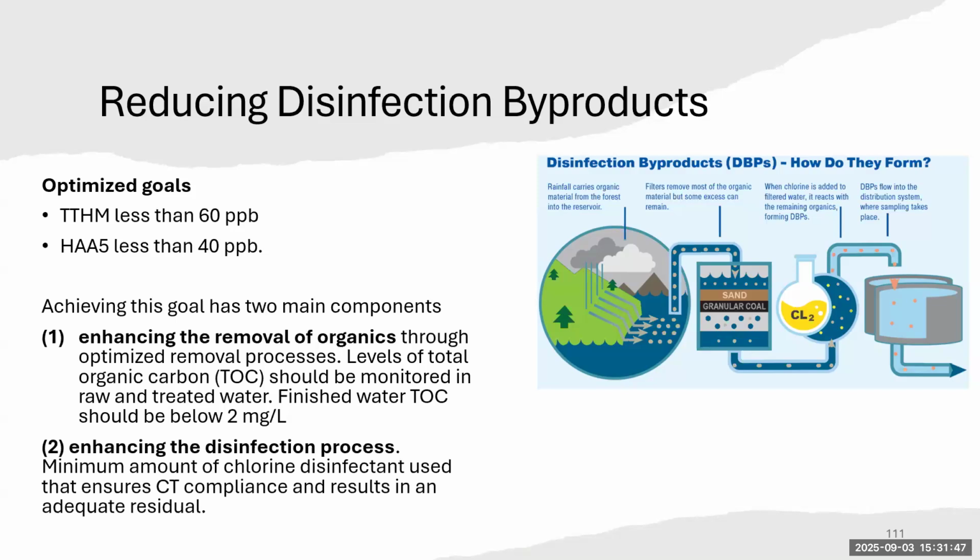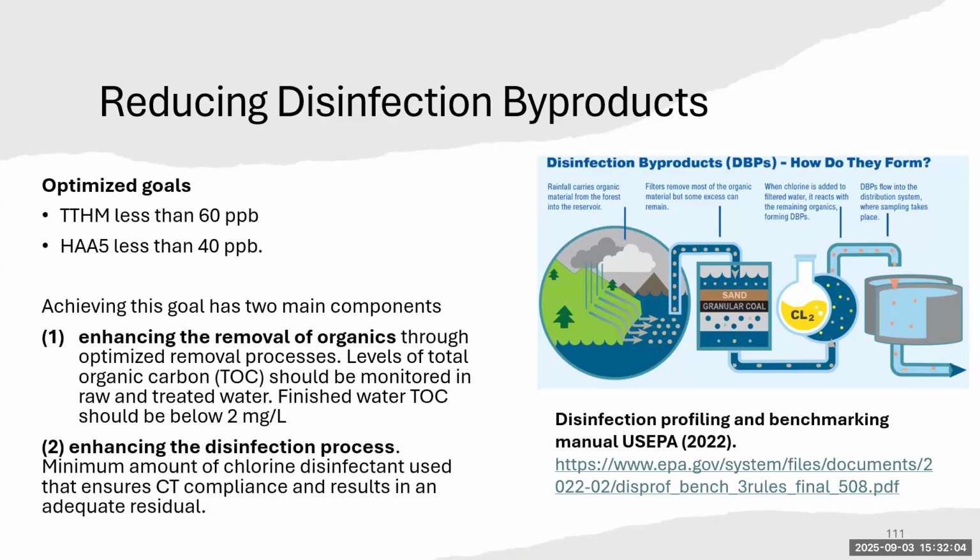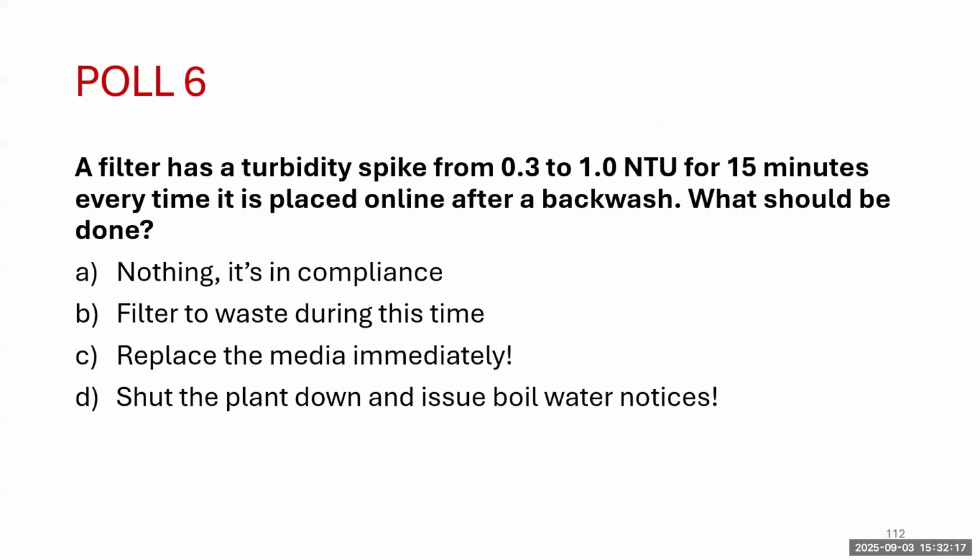We don't want to use more chlorine than we need to. We want to make sure we meet our CT compliance inactivation goals and have an adequate residual without creating disinfection byproducts. So this kind of ties removal and disinfection together here. And there's a great document, I think Daryl also shared this, the Disinfection Profiling and Benchmarking Manual from US EPA. This is an excellent document to have in your library.